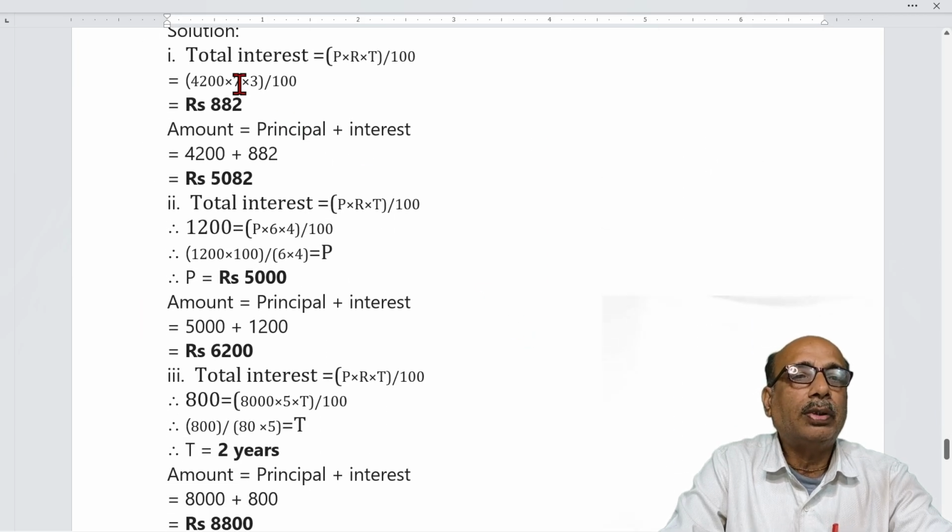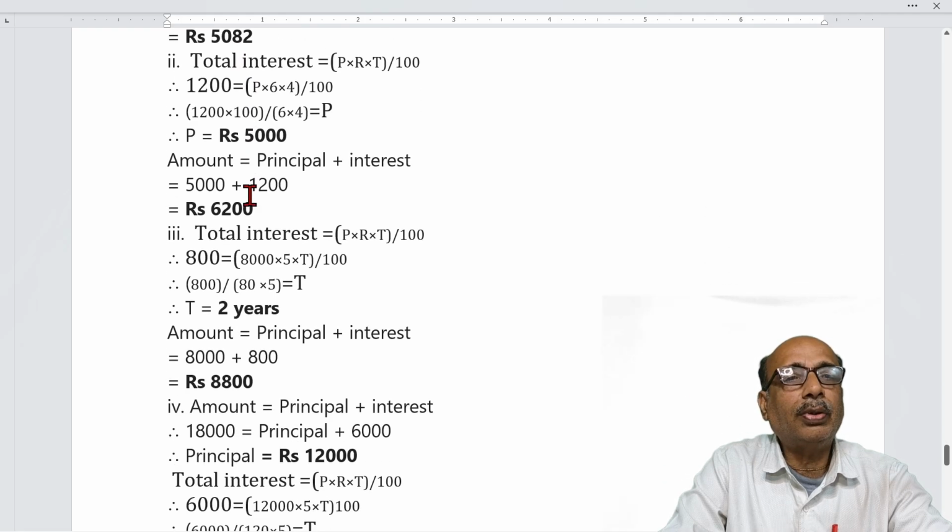First problem: total interest equals PRT upon 100 equals 4,200 into 7 into 3 divided by 100. Simplify this, and you will get interest rupees 882. Amount equals principal plus interest. So 4,200 plus 882. The answer comes to rupees 5,082.